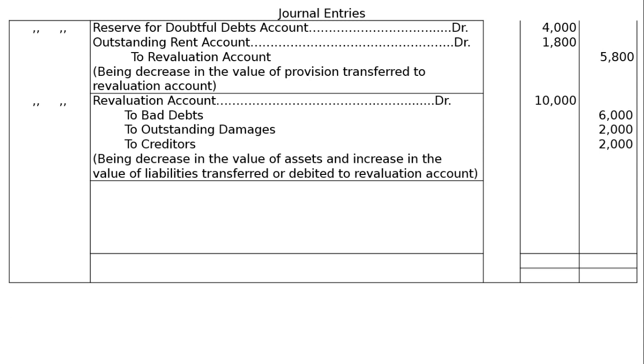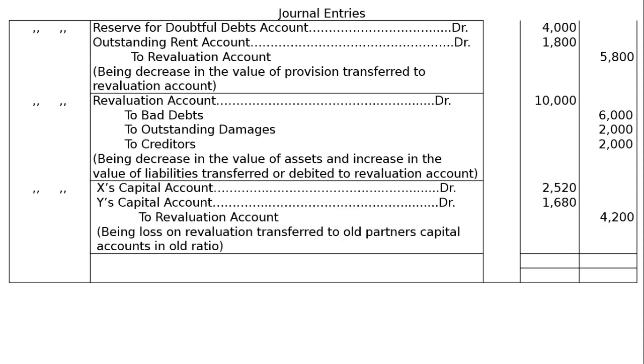And the next one will be loss on revaluation transferred to capital account, that is X's capital account debited rupees 2,520, Y's capital account debited 1,680, to revaluation account 4,200, being loss on revaluation transferred to old partners' capital accounts in old ratio. And the journal is always to be totaled at the end, that is rupees 72,600. And this is the final answer.